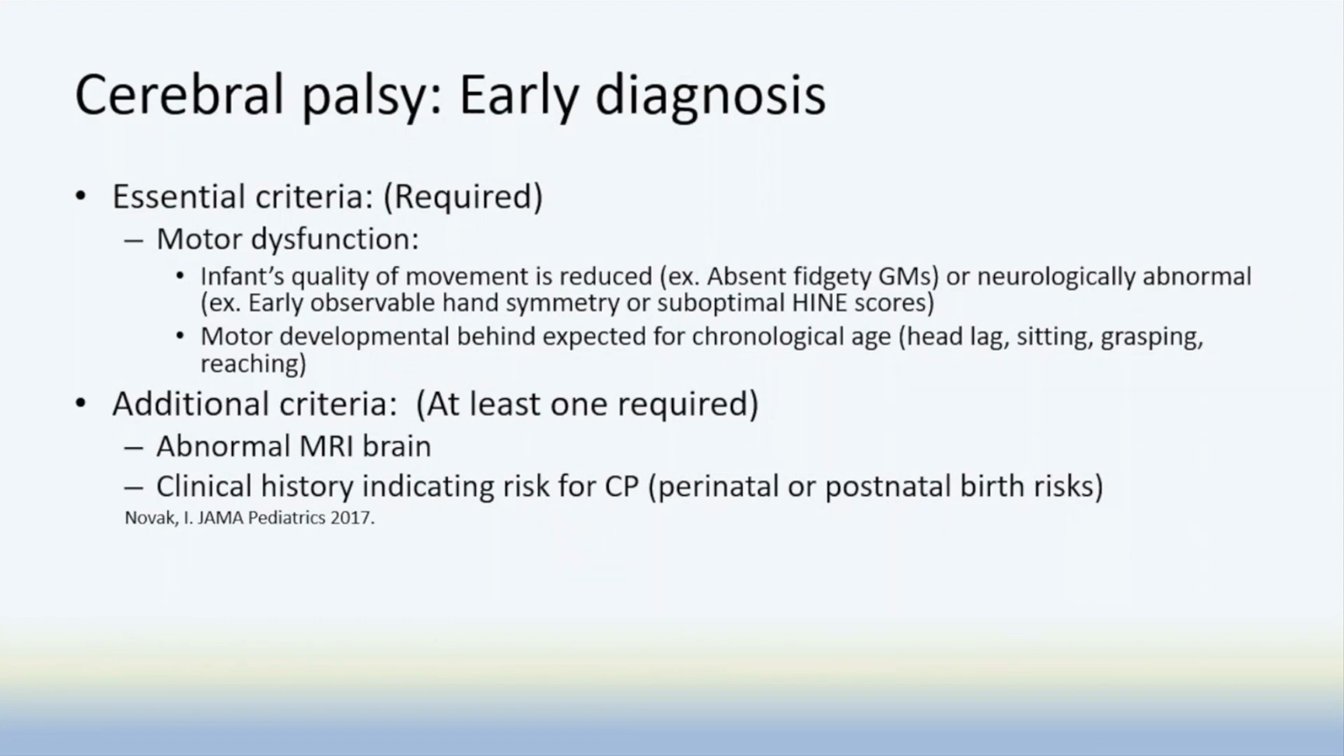So early diagnosis of cerebral palsy requires motor dysfunction, that we're seeing the general movements are abnormal, or there's neurologic abnormalities from some of the testing. And we're also going to be looking for motor development at an atypical age, looking at some of those developmental milestones and when they're occurring. And then what also is required for this early diagnosis is that abnormal brain MRI, along with a clinical history with some of the risks. And this is summarized nicely and outlined. We're going to talk more about this fundamental, pivotal article by Dr. Novak that was published in JAMA Pediatrics in 2017.